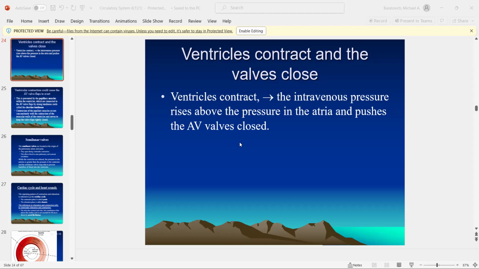So stage 1, the ventricles will start to contract. The intraventricular pressure will rise. Because the AV valves are shut, there's no ventricular filling, so the volume is fixed. But because the actual space in which that volume is contained is contracting, the pressure is rising inside the ventricle. That's why it's isovolumetric contraction.